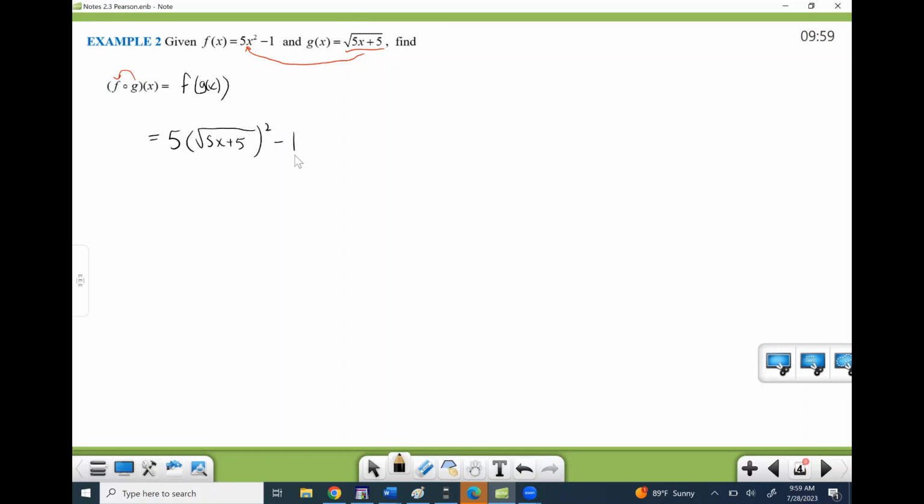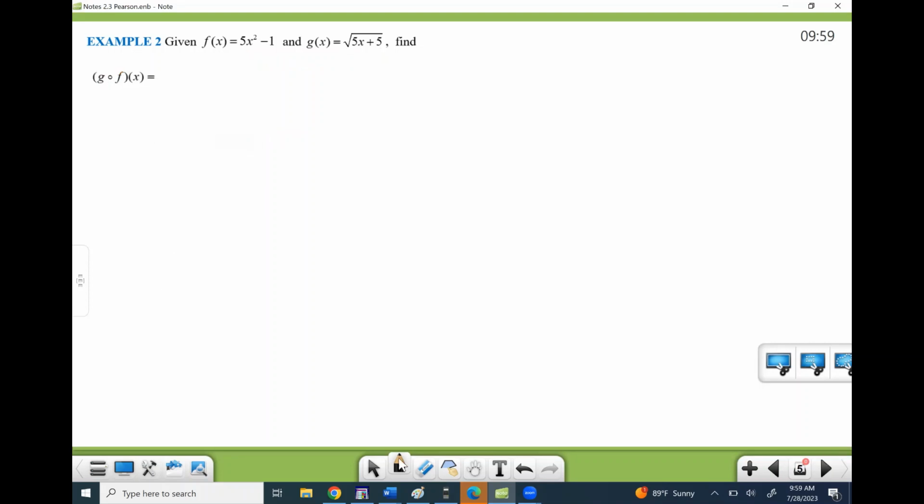All right. Okay, so the squared and the square root will cancel each other out. So we end up with that. Then we'll distribute the 5 in. There we go.